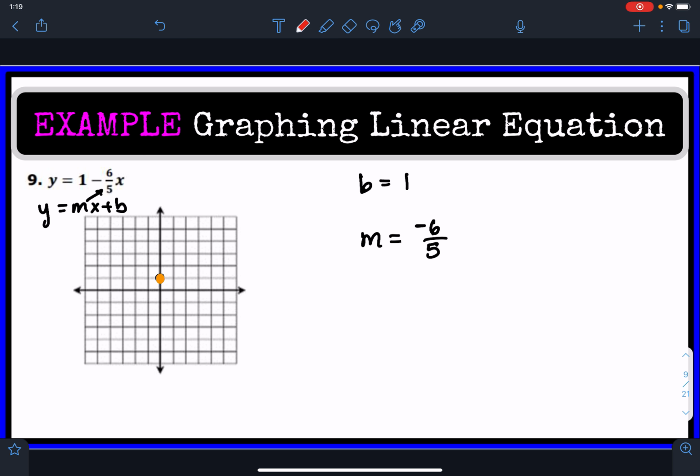So with a negative 6 over 5, we're going to go down 6 and then over 5. So 1, 2, 3, 4, 5, 6. 1, 2, 3, 4, 5. And just with those 2 points, I'm going to draw a straight line as straight as possible, and my line will look like that.